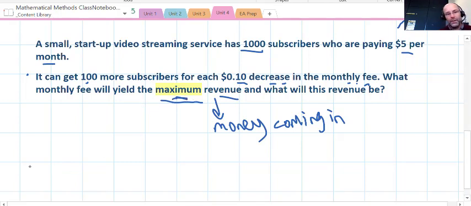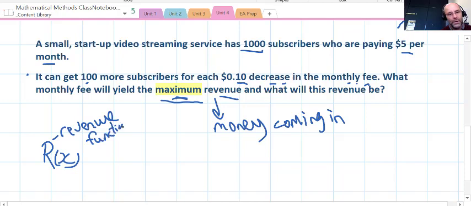And basically revenue, I'm going to call revenue a function in this question. I'm going to call it R of X. So that's the revenue function. And X, I'm going to call X the monthly fee in dollars.